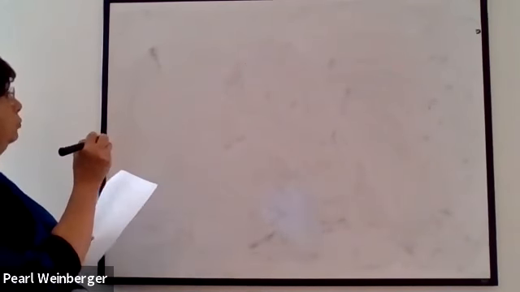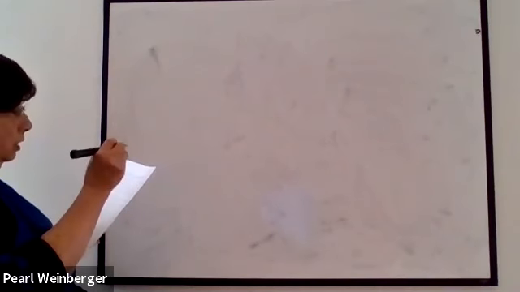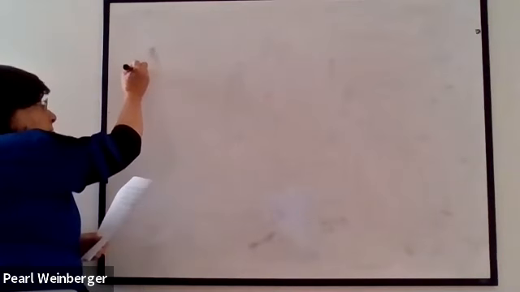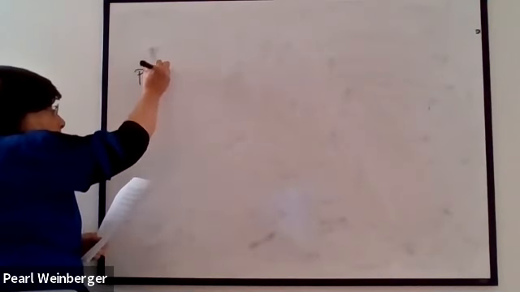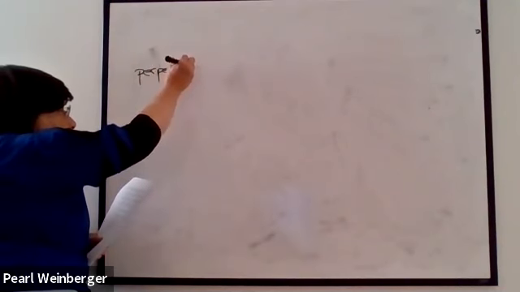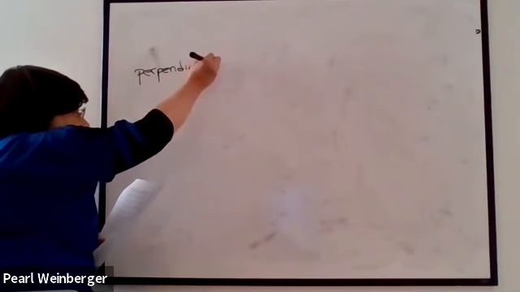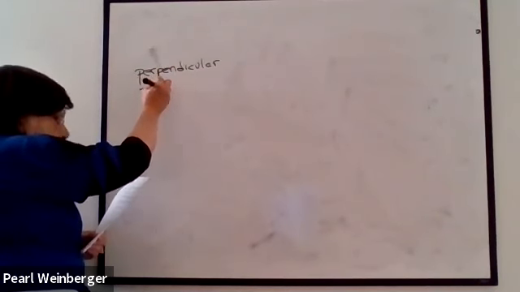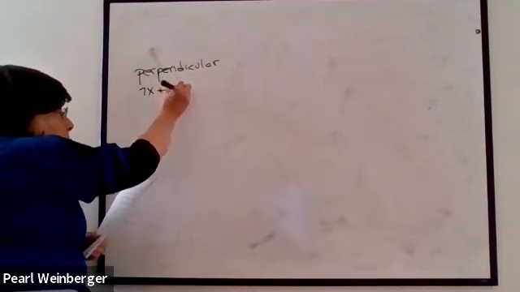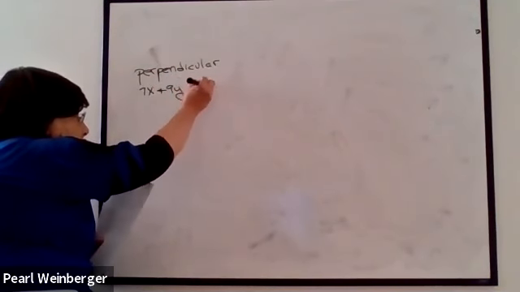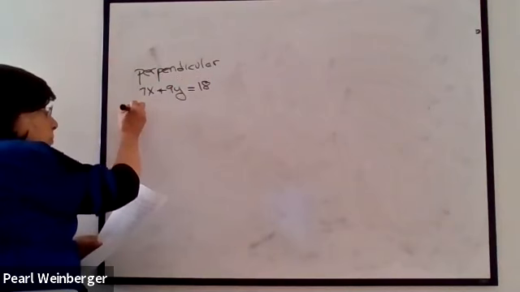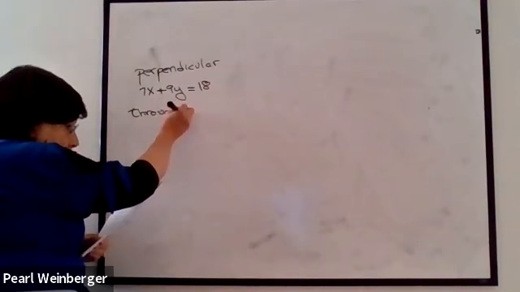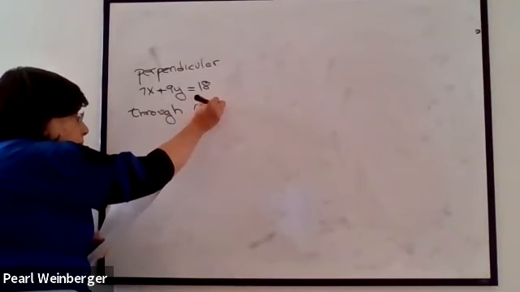I want you to write the equation of a line that is perpendicular to the line 7x plus 9y equals 18 and goes through the point -7, 0.